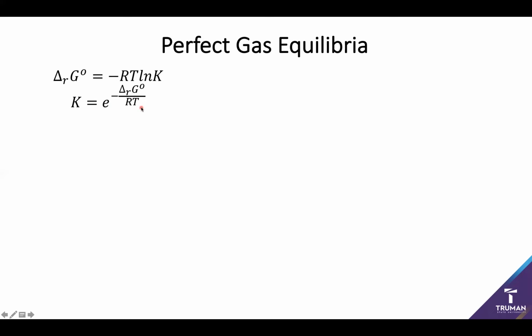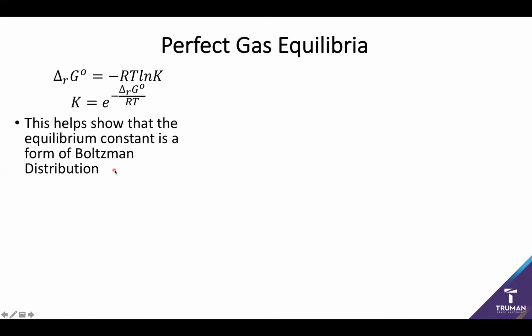a relationship between the energy state, how high our energy is with regard to some reference. The lower our energy is, so the more negative, the more I'm going to tend to favor my product species. And again, it's really just a different form of a Boltzmann distribution.